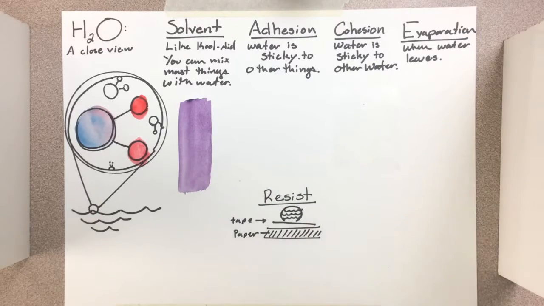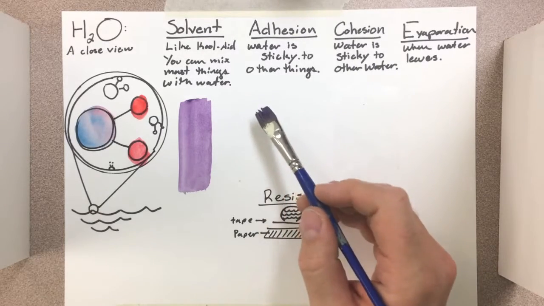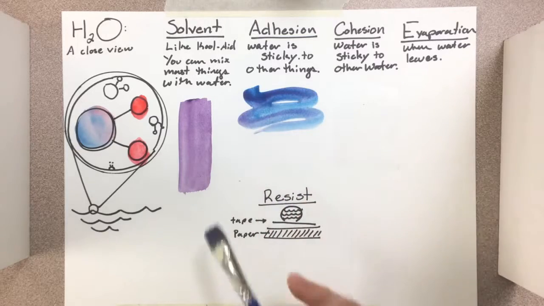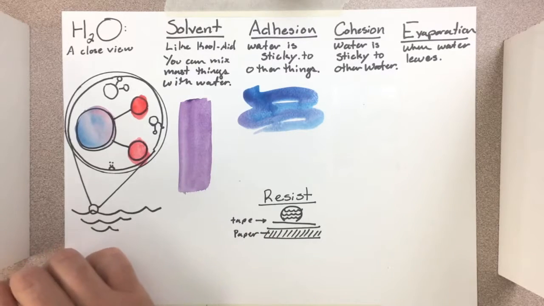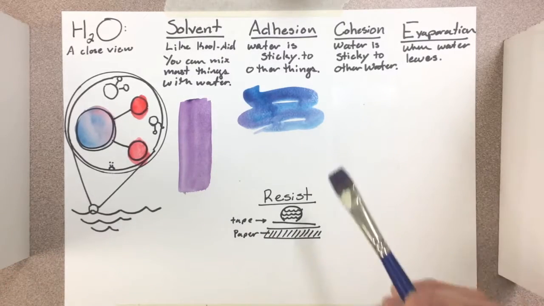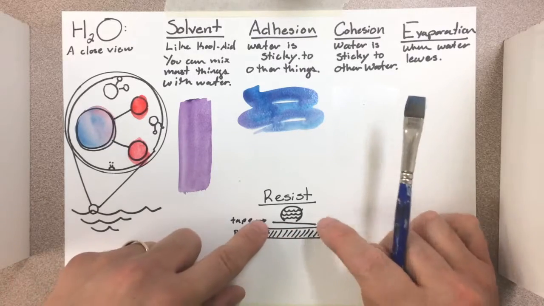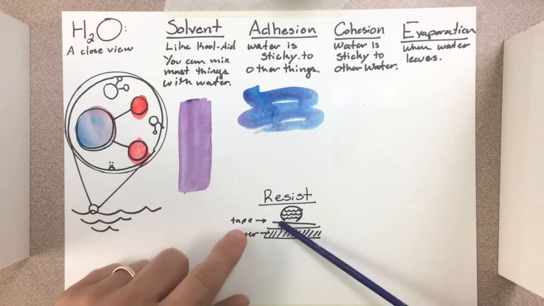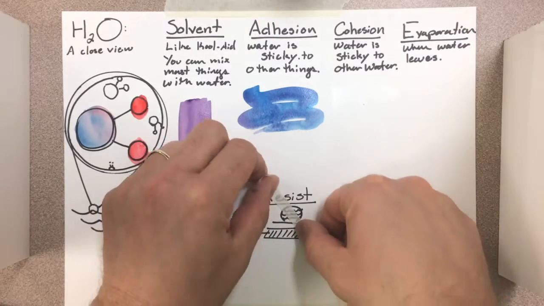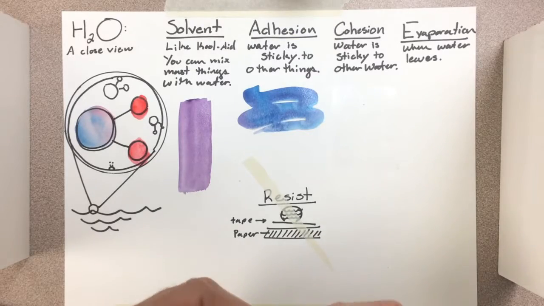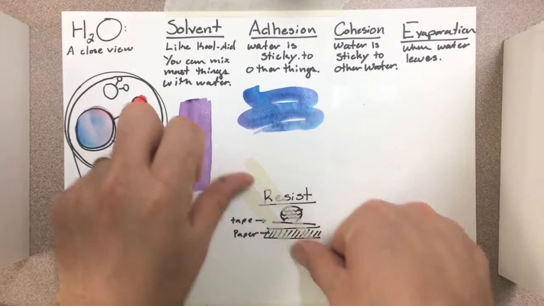Okay? And this is why when we paint, it sticks to the paper. Sometimes, though, it doesn't go to the surface, and that's what we call a resist. So we actually put a barrier of tape in between the paper and the watercolor. We do this for artistic reasons. We know that it's not going to go through the tape, and we can create designs by using this resist.